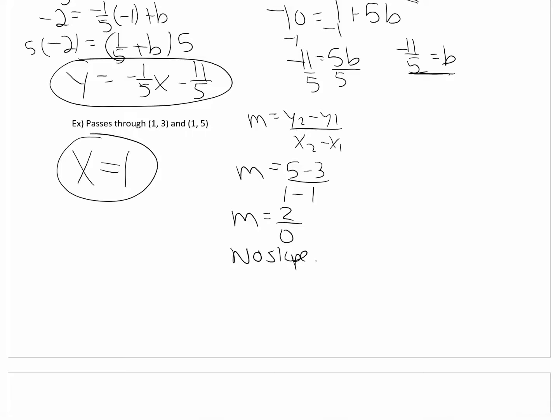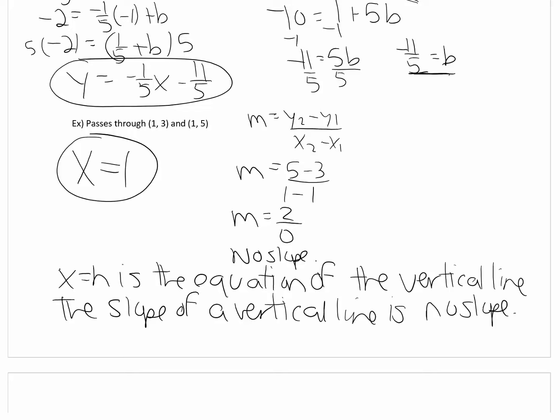So I'm going to write this out now. So x equal to h is the equation of the vertical line, and the slope of a vertical line is no slope.